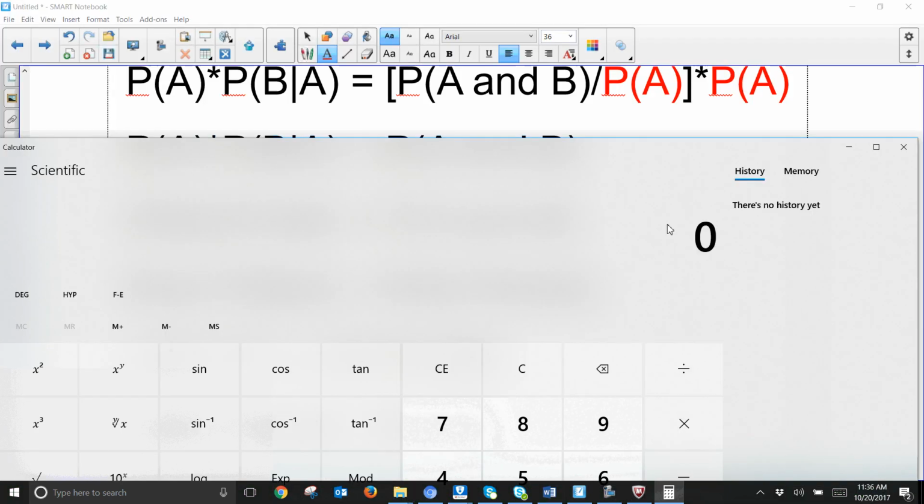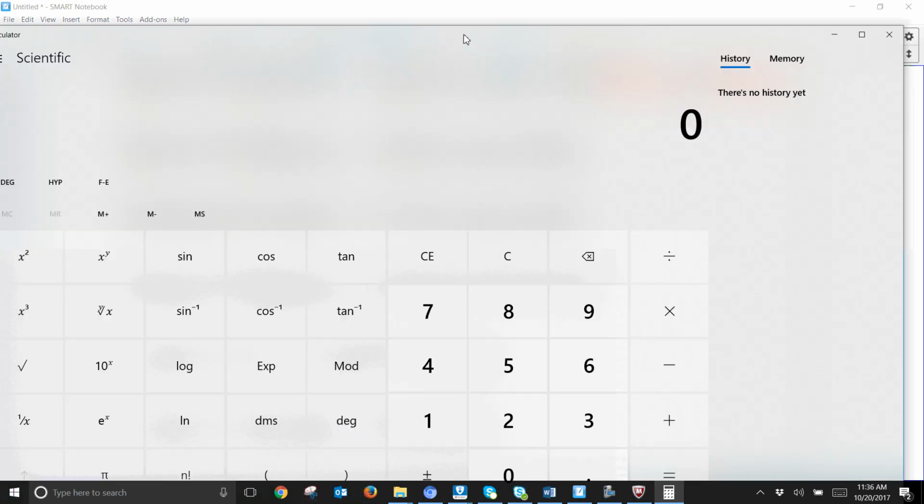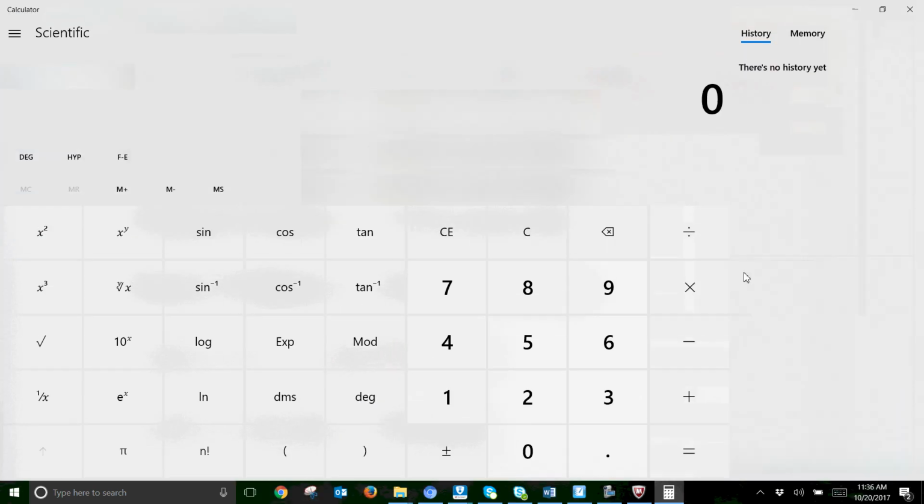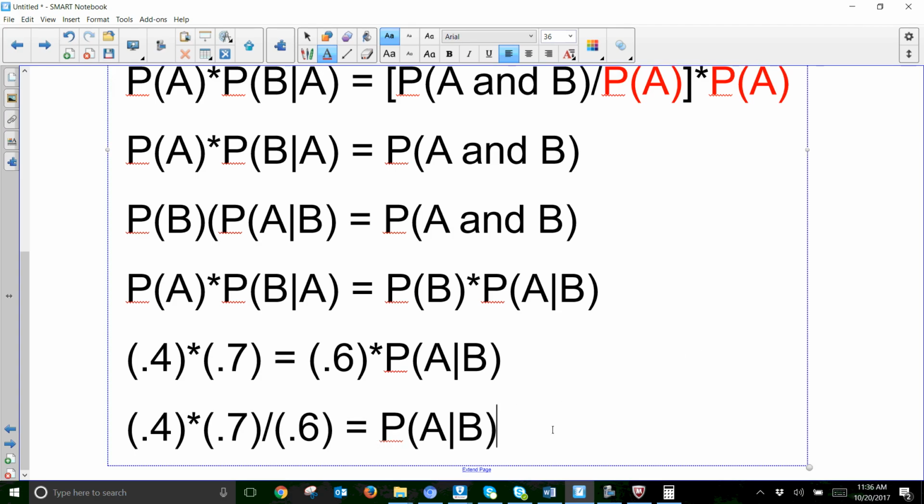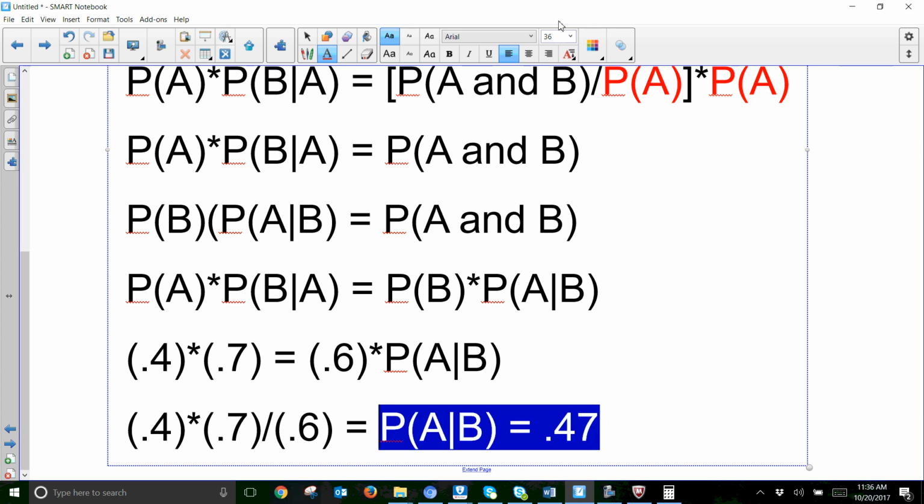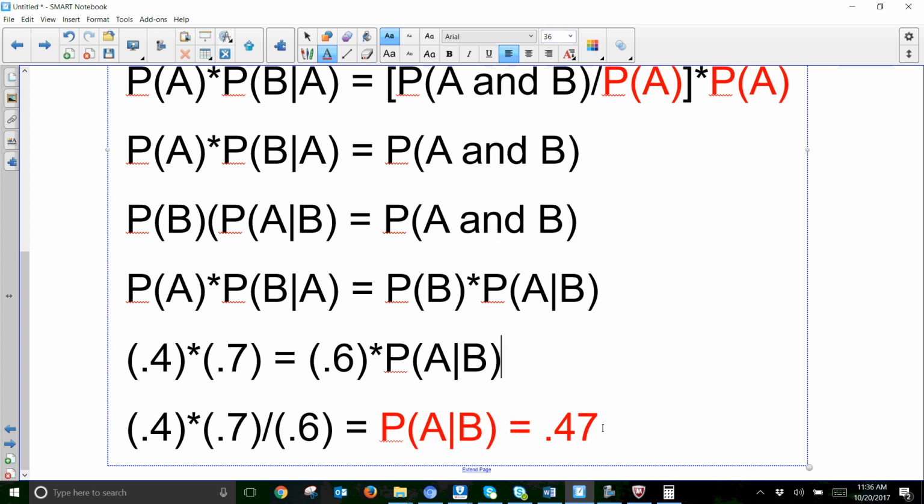All right. So we have 0.7 times 0.4 divided by 0.6. So that's about 0.47. Okay, so that is what we were looking for. And you'll answer 0.47 as your answer.